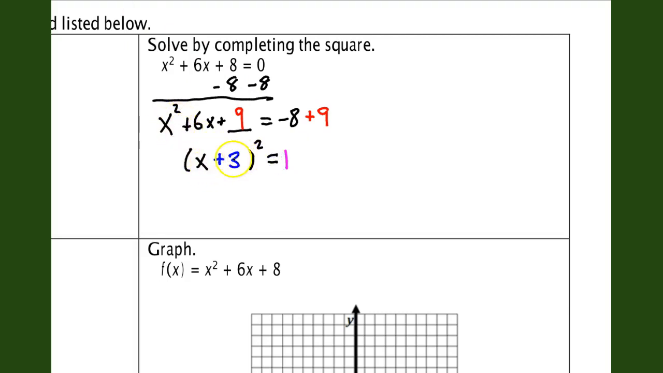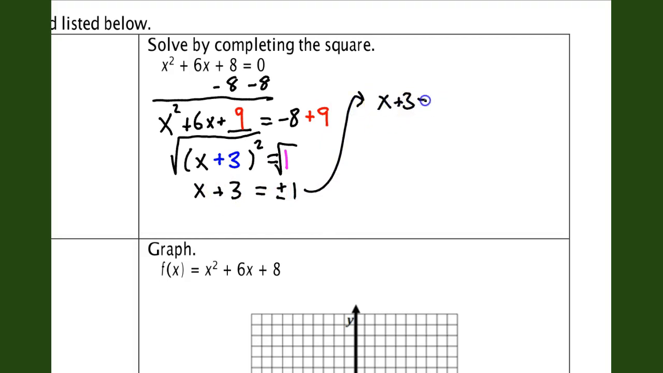So x plus 3 times x plus 3 will give us this trinomial right here. And the reason we want it in this format is because we can solve it really easily by square rooting both sides. So we'll have x plus 3 equals plus or minus, right, 1. And then just like before, we'll have two answers. X plus 3 equals negative 1, and x plus 3 equals positive 1.